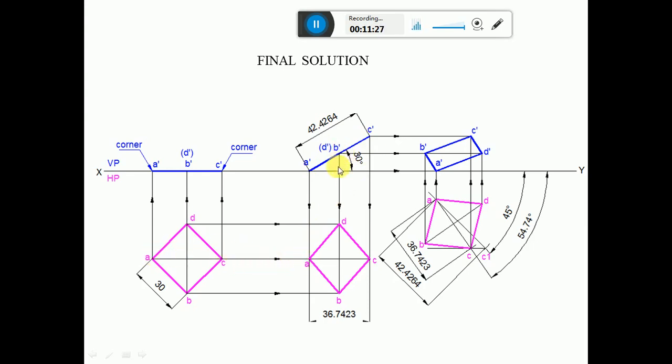Similarly, draw a vertical projector from B dash and D dash and draw a horizontal projector from B to get this point, and also from D to get this point. Similarly, draw a vertical projector from C dash and draw a horizontal projector from C to intersect at this point. And name these points A, B, C, D. Then join A to B, B to C, C to D, and D to A with a dark line.